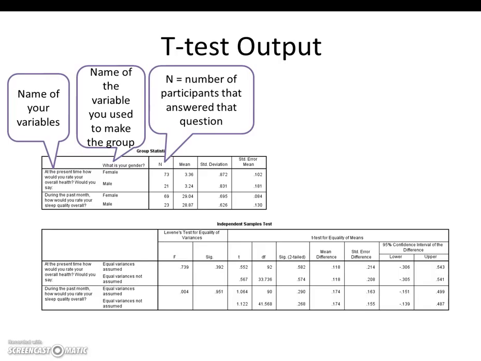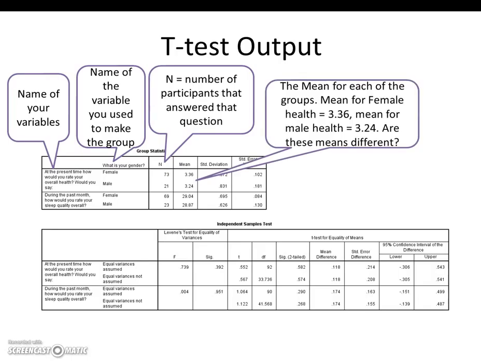Here we have the number of participants. There were 73 females and 21 males. And we have the mean for each group. So the mean for females was 3.36 and for males was 3.24. And remember, a t-test is seeing if these means are different.